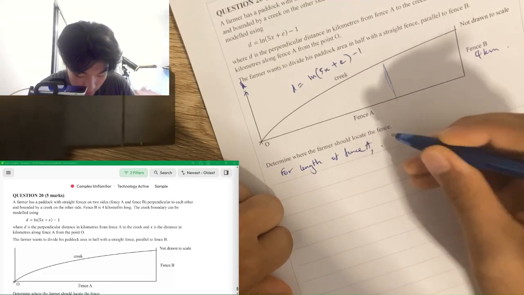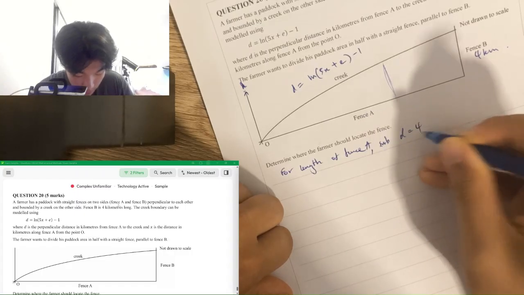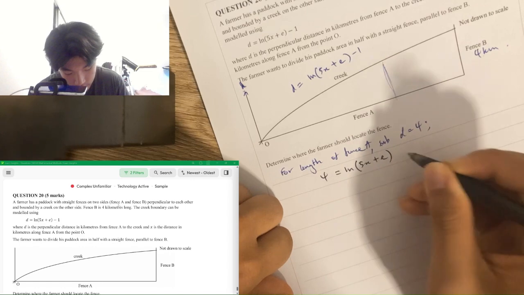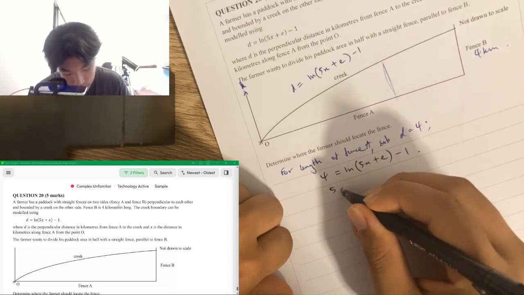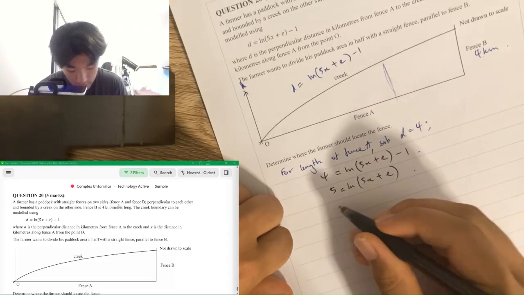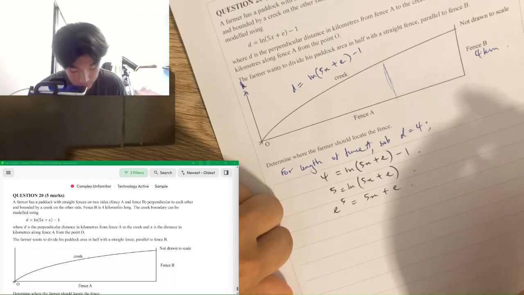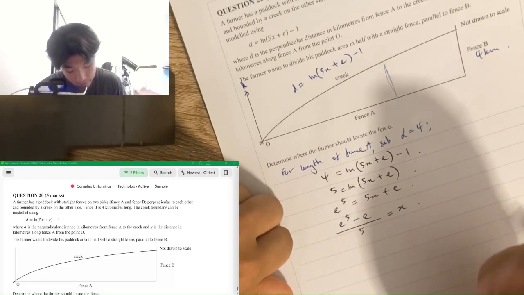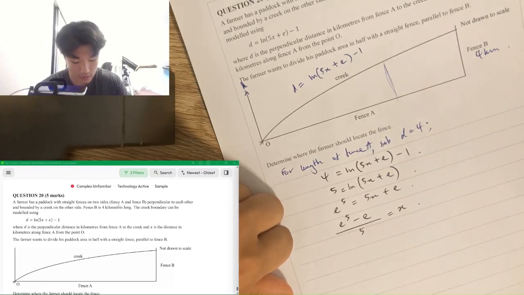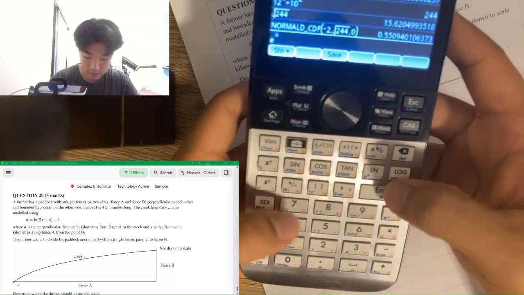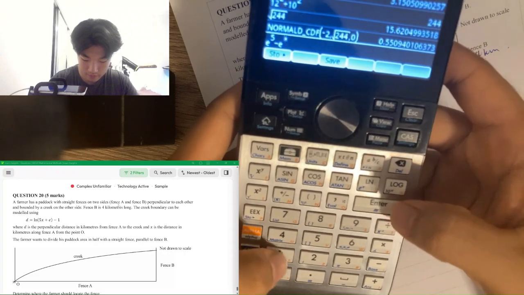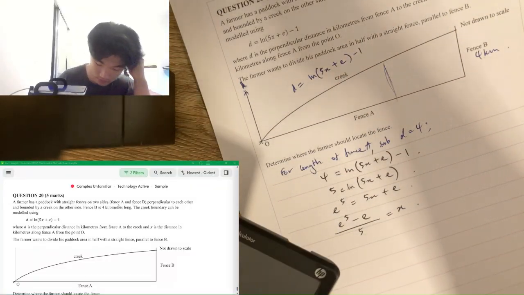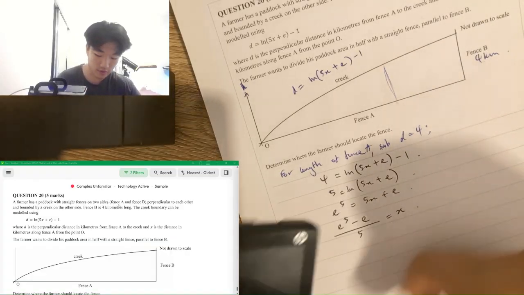The length of fence A, D equals 4. 4 equals ln of 5x plus e, minus 1. So 5 equals ln of 5x plus e. e to the 5 equals 5x plus e. e to the 5 minus e, over 5, equals x. Yep, there we go. What value is that? I'm curious. Like 29 kilometers, which according to the diagram seems reasonable, but it's not drawn to scale, so we can't really trust the diagram, can we?